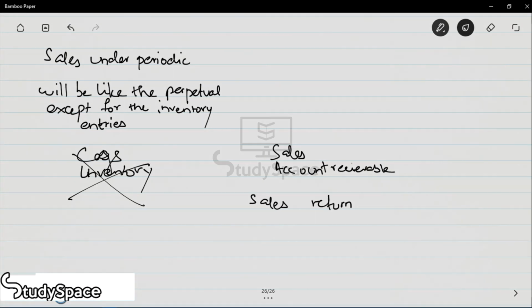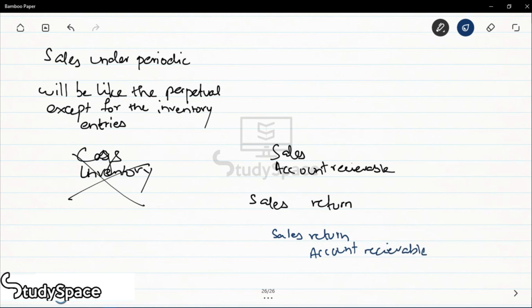in which case the entry would be passed as our sales return debit, our accounts receivable credit.